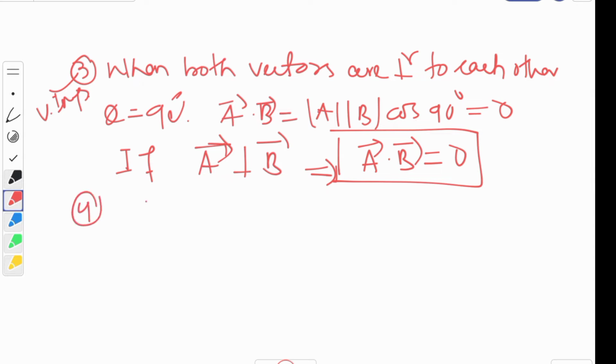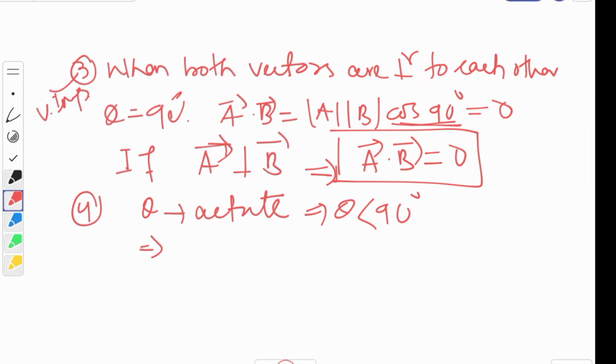When theta is acute. Acute means what is the criterion? That means theta is less than 90. So what is the cos value? Since the angle is less than 90, cos will be positive. That means if you are talking about two vectors A and B, their dot product will be positive.